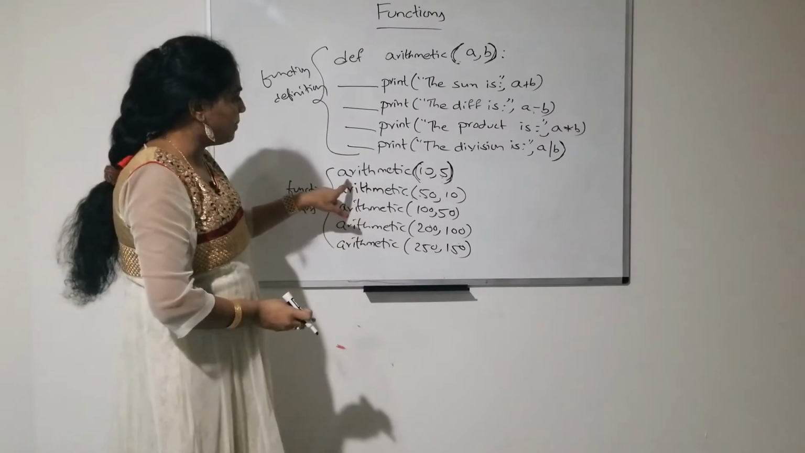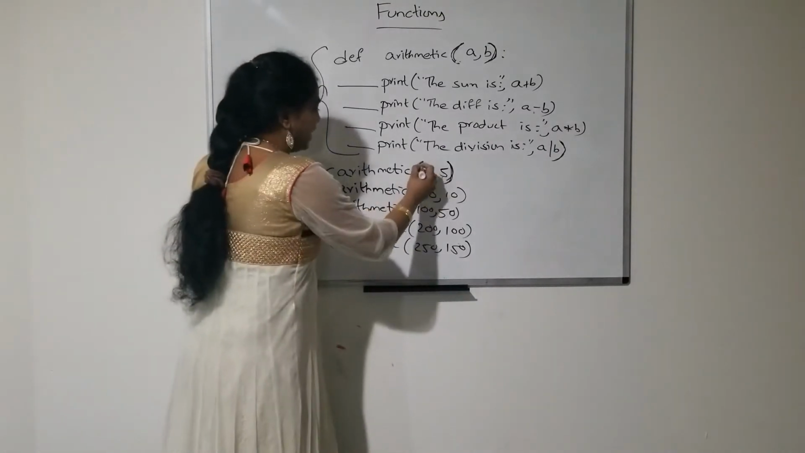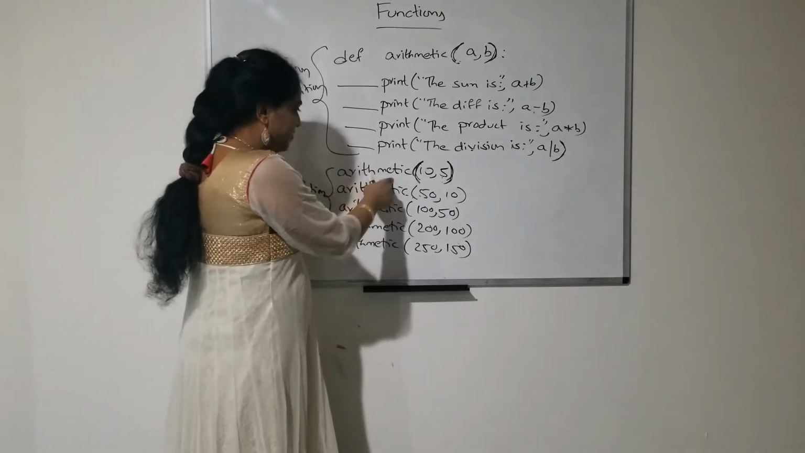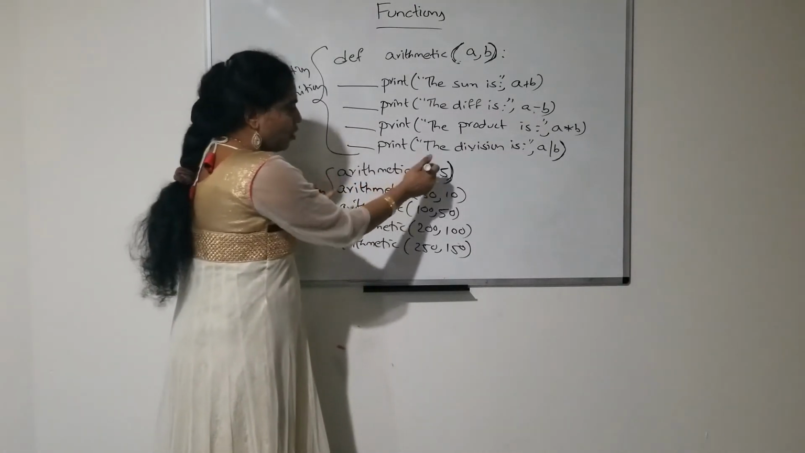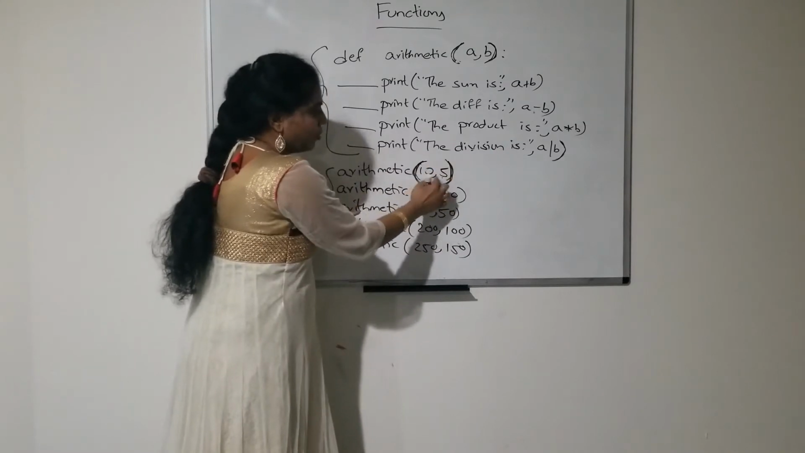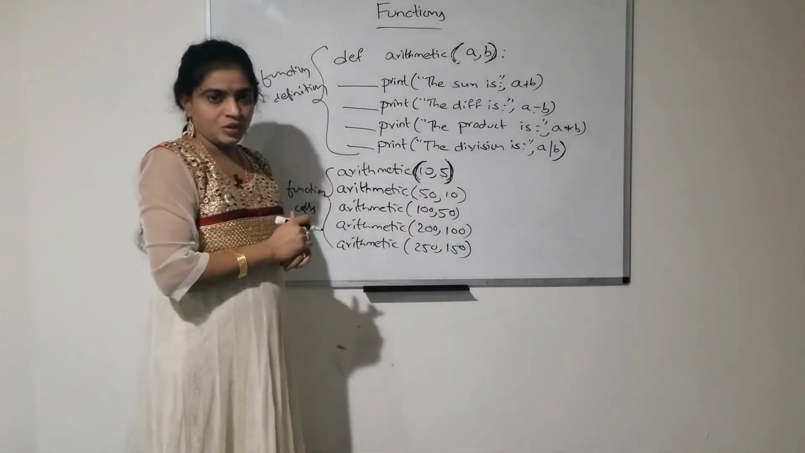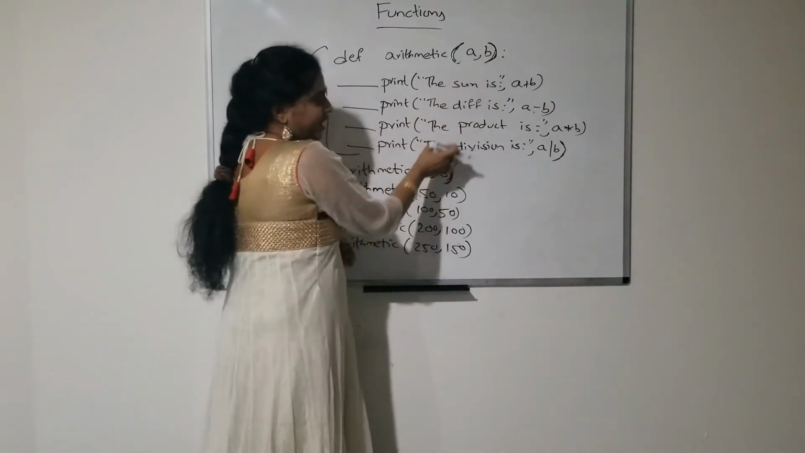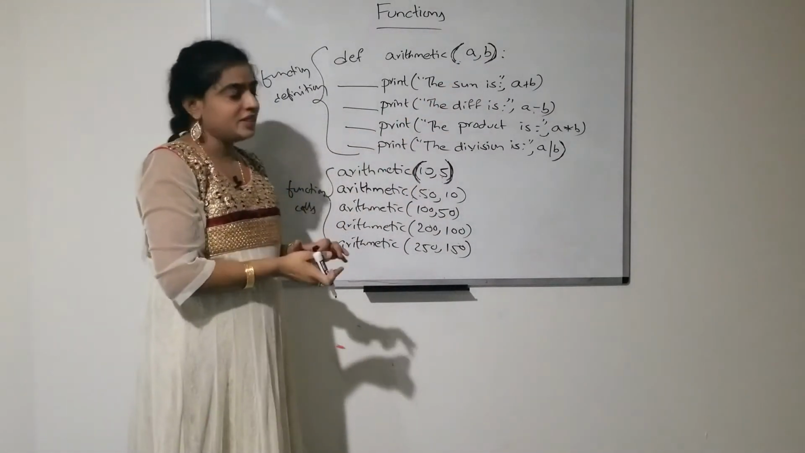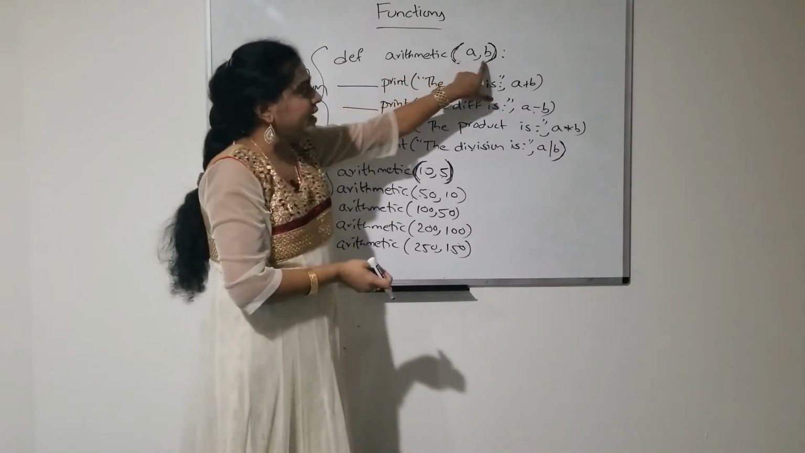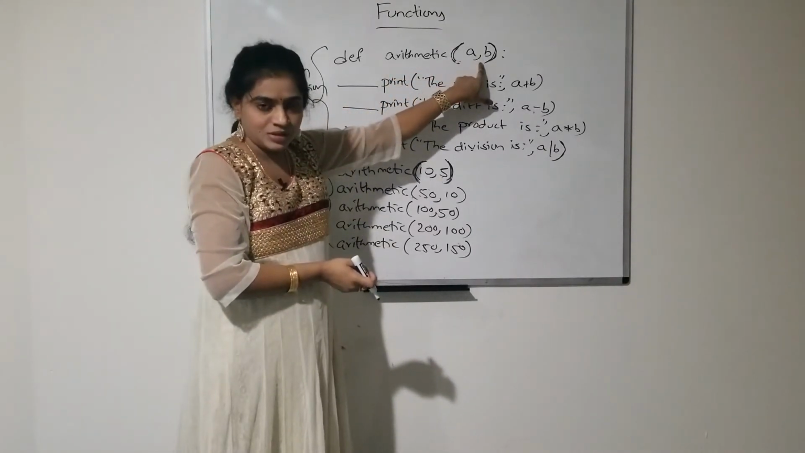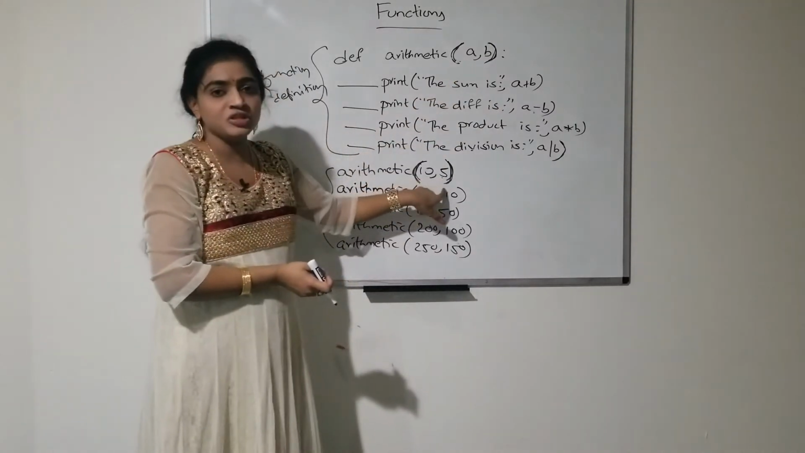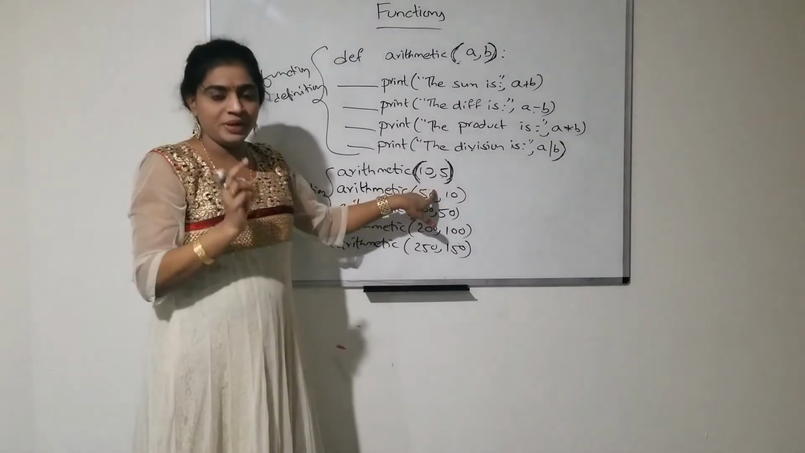So first, the execution starts from here. Always the function call syntax is the function name followed by, within the parenthesis, the values. In the function definition I have taken these variables, these are called arguments. In the function call you have to provide the values of those variables, you have to remember this.